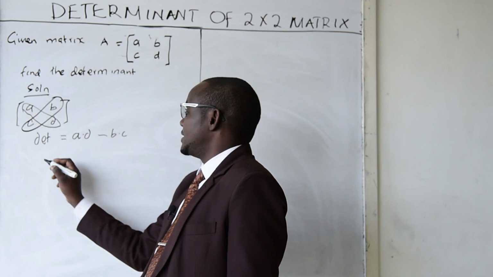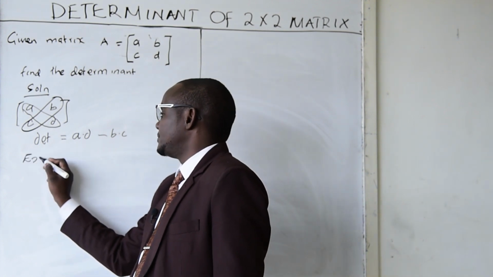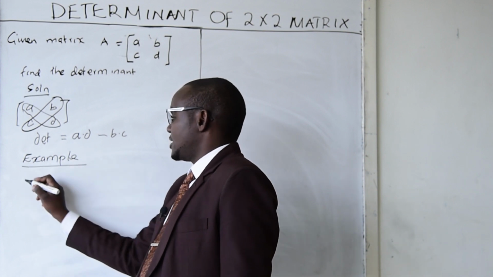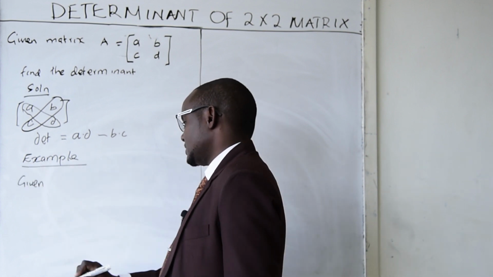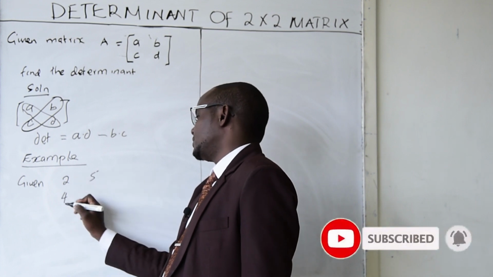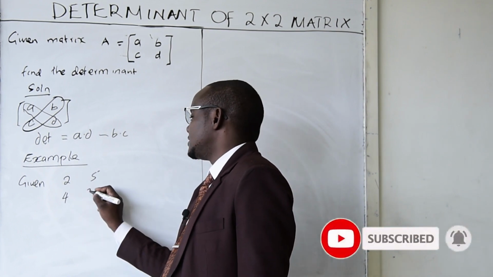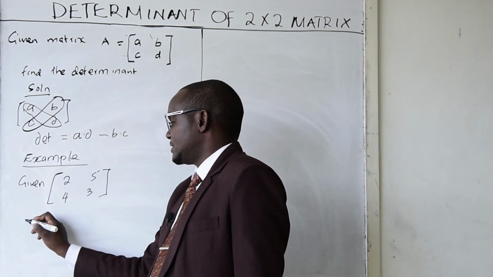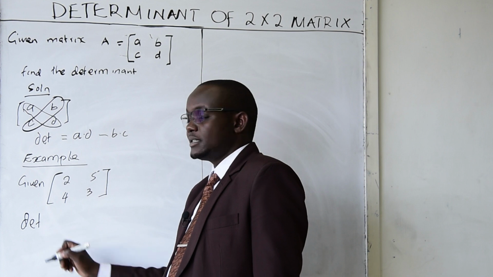You can be given, for instance, an example: 2, 5, 4, and then 3. You are told to find the determinant.